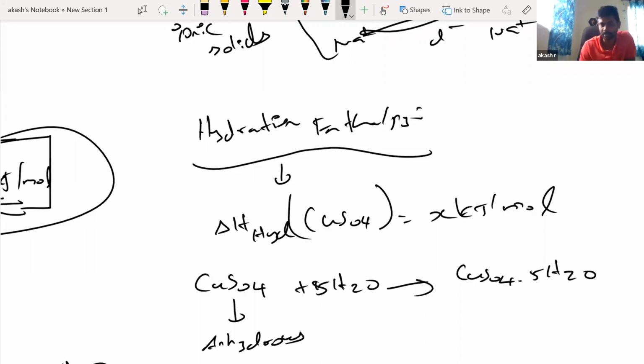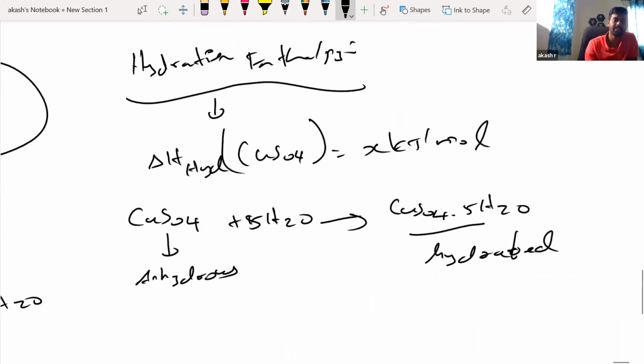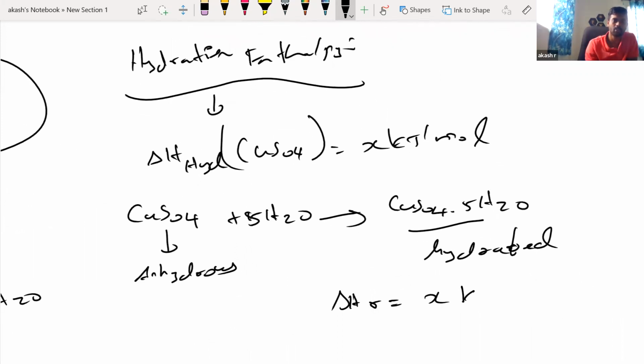So this is your anhydrous substance that we are going to add water to, and that is going to become hydrated, right? For this particular process, whatever the enthalpy change is, say X kilojoules per mole, that is nothing but the enthalpy of hydration.